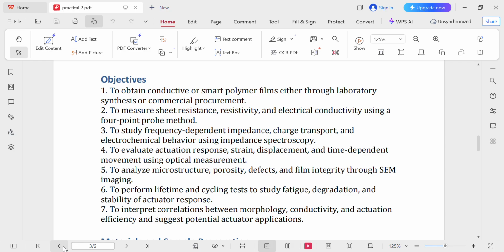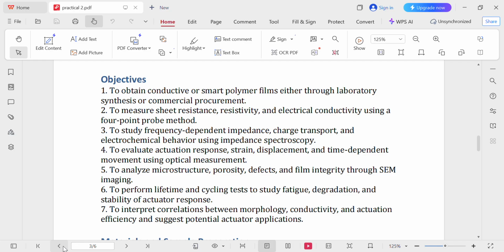Next, to analyze the microstructure, defects, and the film integrity through SEM imaging. For example, to study the surface structure, pores, cracks, and the overall quality of the polymer film using an electron microscope. To perform the lifetime cycling test to study the degradation and stability of the actuator response.